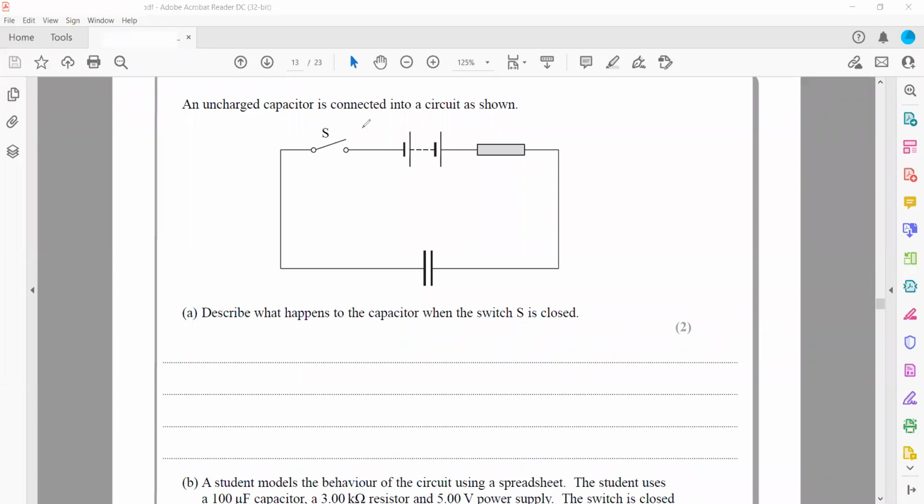So an uncharged capacitor is connected into a circuit as shown. You can see a circuit with a battery, a resistor, and a capacitor. Describe what happened to the capacitor when the switch S is closed. So when we close this switch S, what will happen to the capacitor?